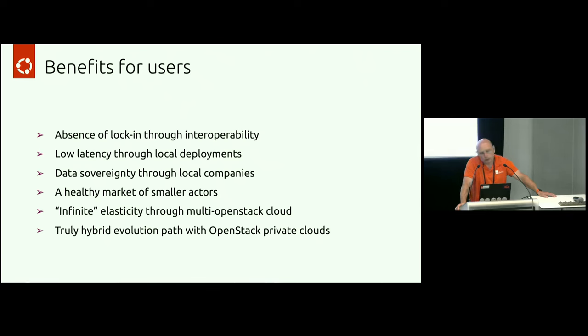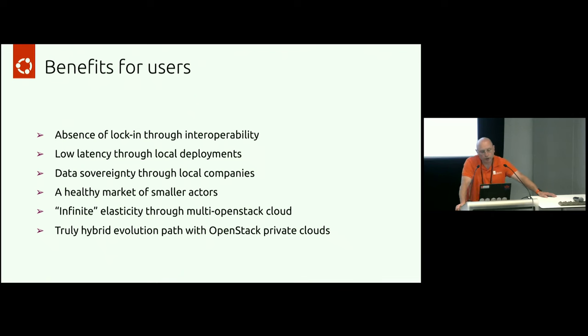Data sovereignty, for two reasons. One, the implementation can be in-country, but can also be implemented by a company who belongs to that country with maybe no ties with foreign countries. It brings a healthier market of smaller actors. Infinite elasticity, that's obviously you need to buy more hardware, but we're also talking here about having a multi-OpenStack cloud implementation. So we have plenty of large customers who have three OpenStacks minimum per DC and multiple DCs per country all across the globe. Okay.